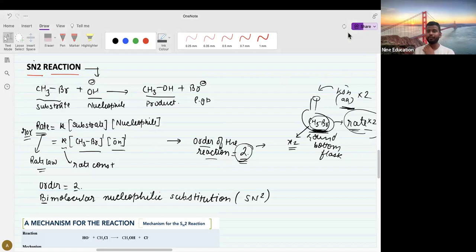Write fast, beta, I won't give you time to write. Beta, KOH in an SN reaction will always act as a nucleophile. We will never talk about base in a substitution reaction. In SN reactions, KOH is acting as a nucleophile.